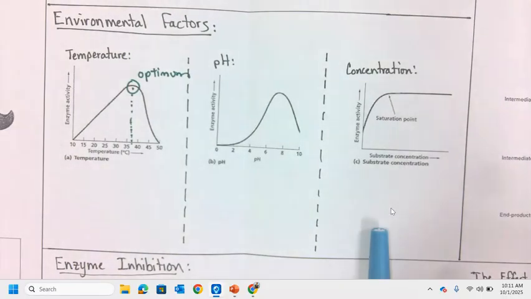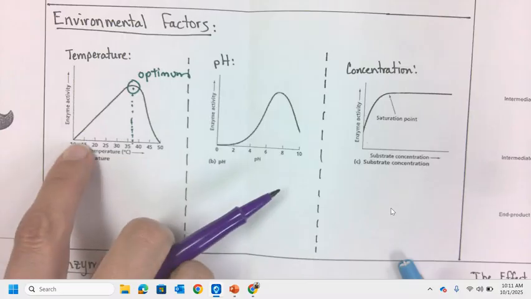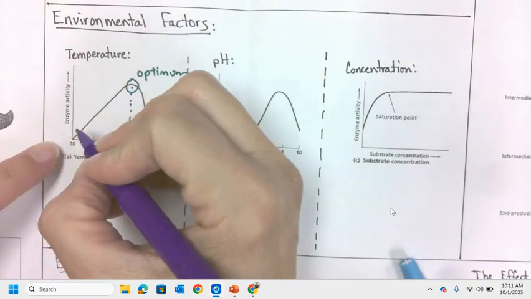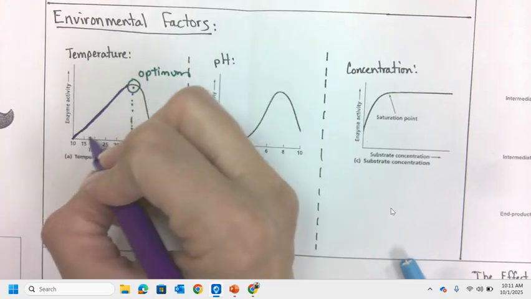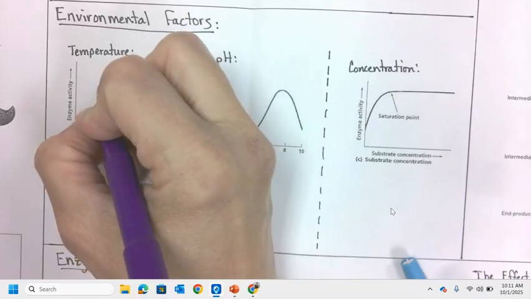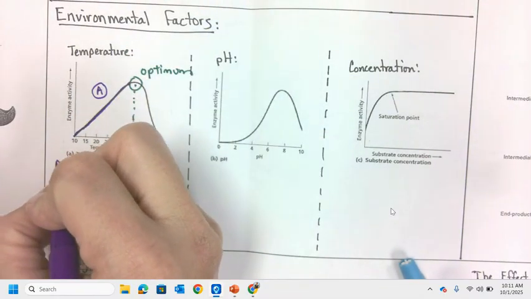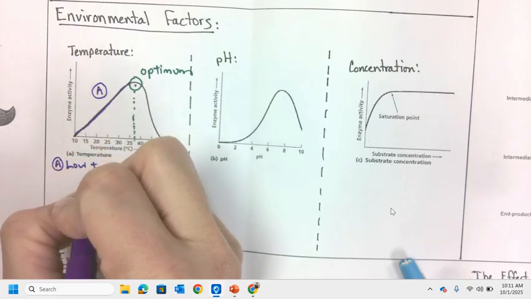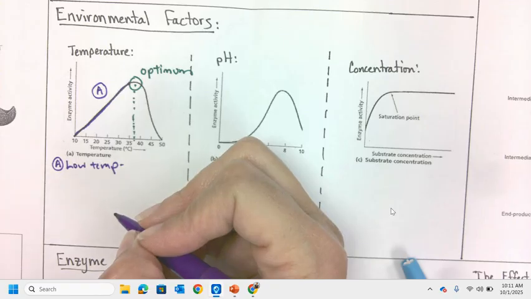What happens when the temperature is too low? You can see at 10 degrees, there's really no enzyme activity. And enzyme activity gradually increases as temperature increases until we get to the optimum temperature. We'll label that section of the graph A. So under low temperature, molecular collisions are slower, right?